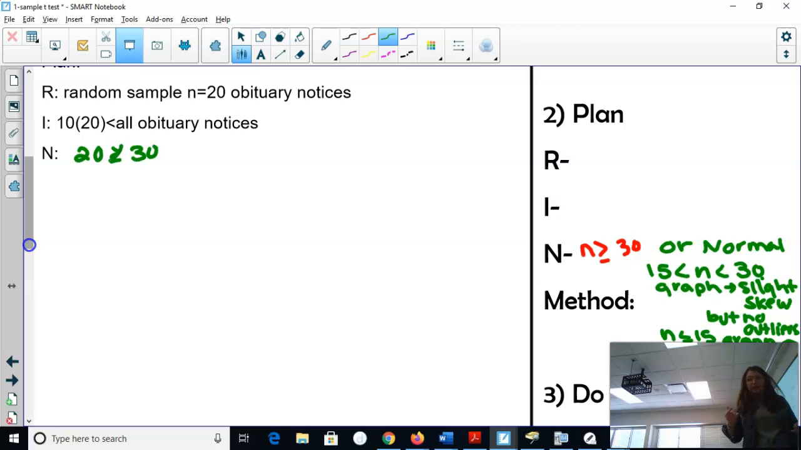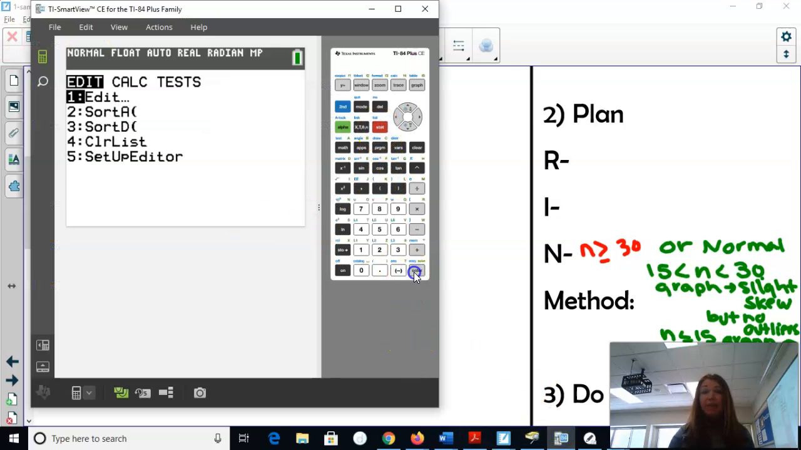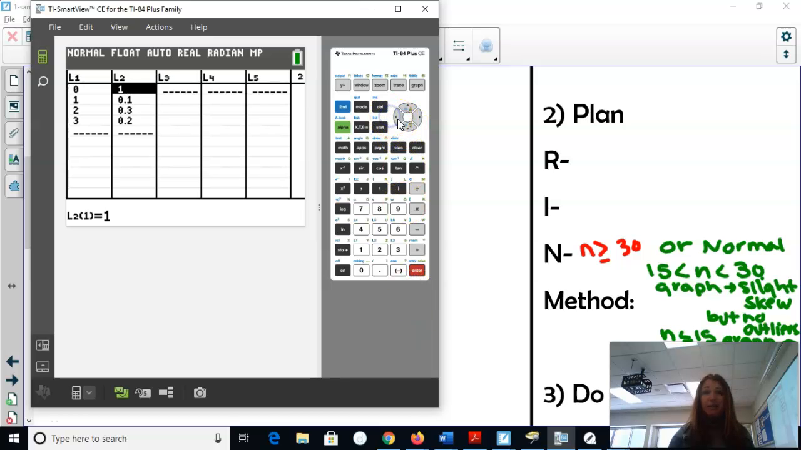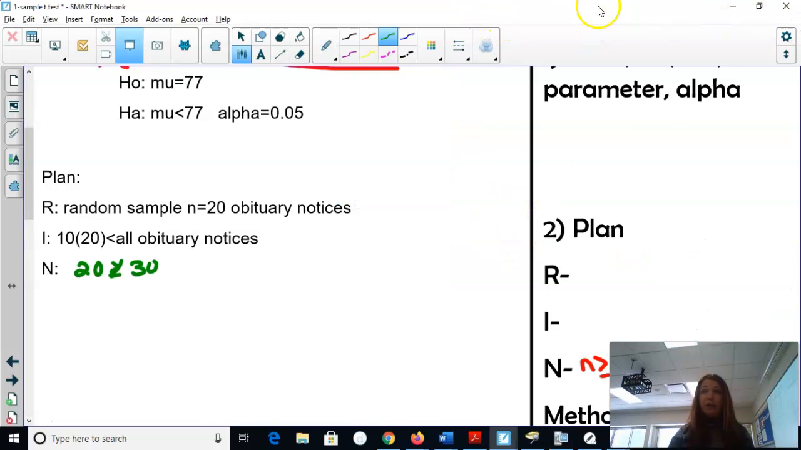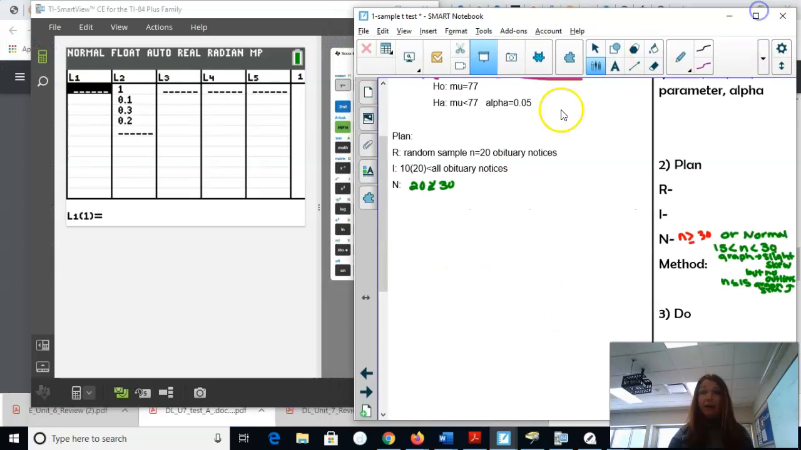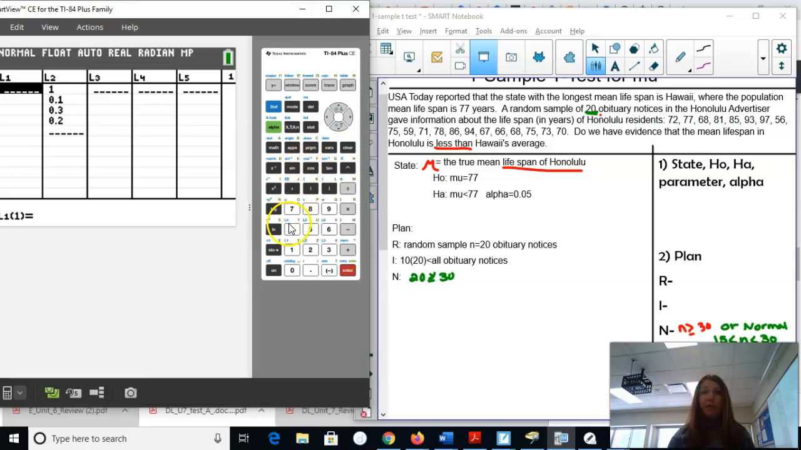We did this in our calculator on the interval. Let's do it again now. I'm going to go to stat, hit enter on edit, and clear out L1. I'm going to split my screen so I can see both the data and my calculator. I'm going to go ahead now and type it in. So pause your video right now, type in 72 all the way to 70, and then hit play and we'll go from there.